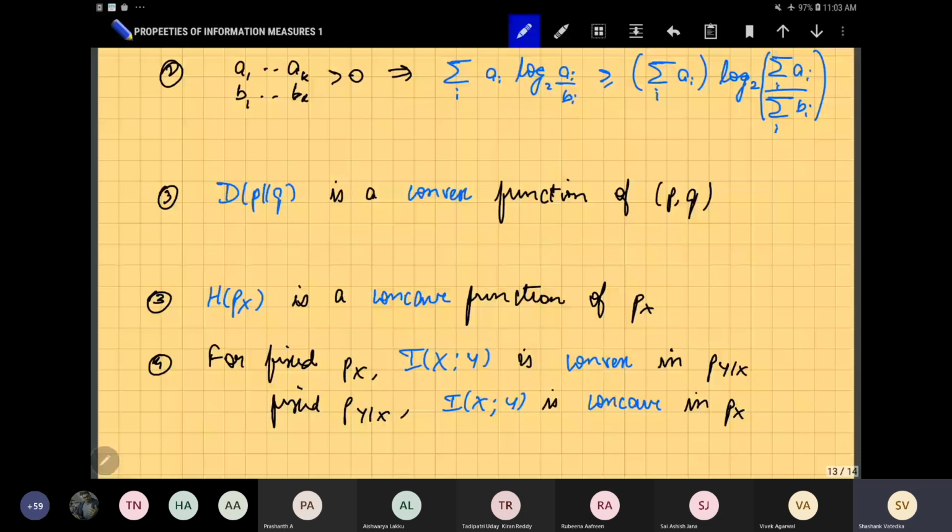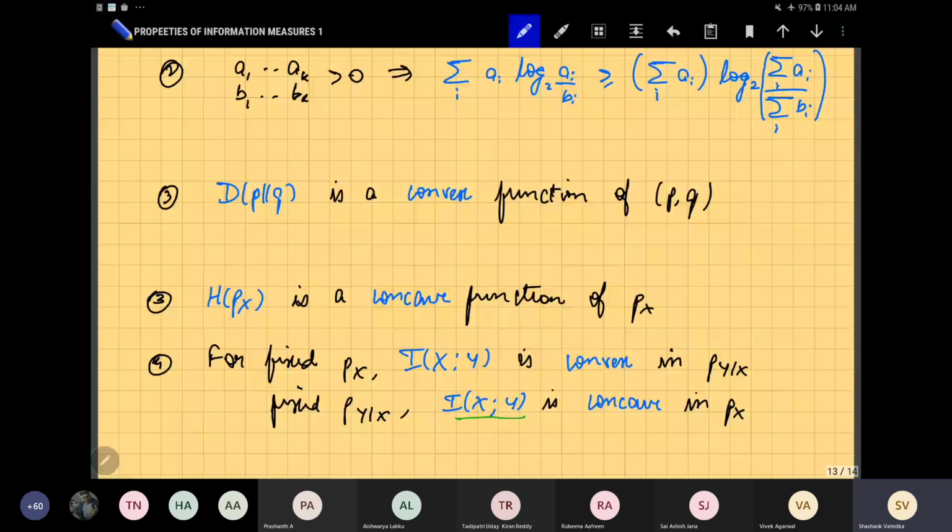The entropy is a concave function of Px, and the mutual information is convex in Py given x for a fixed Px, and the mutual information is concave in Px for a fixed Py given x. So if you fix the input distribution, then the mutual information is a convex function of the channel parameters, and if you fix the channel, then the mutual information is concave in the input parameters. So this means that we can maximize the mutual information. So it's easy to maximize the mutual information and obtain the capacity for a given channel.